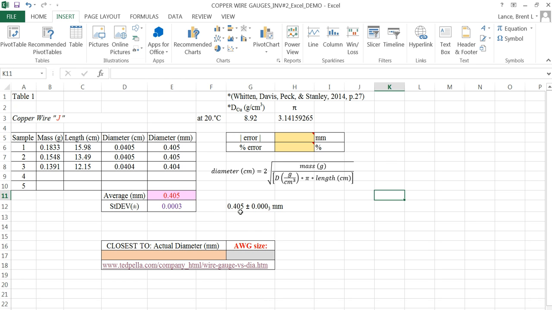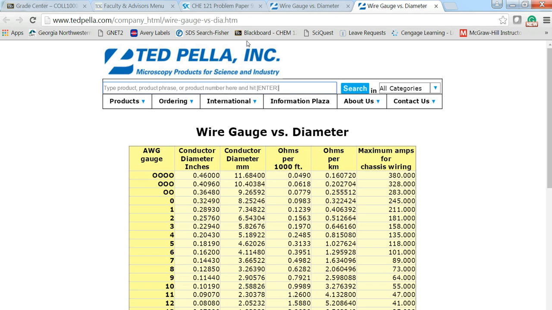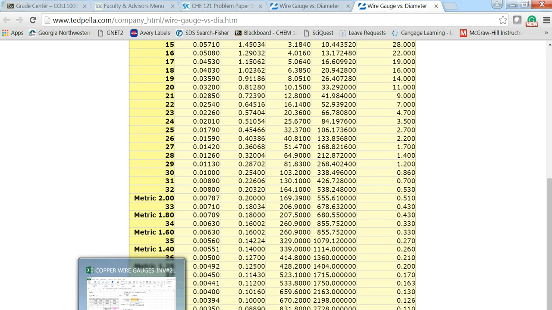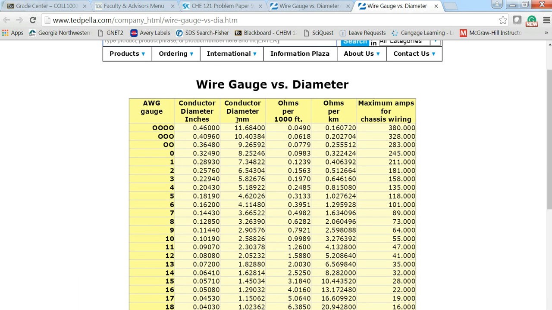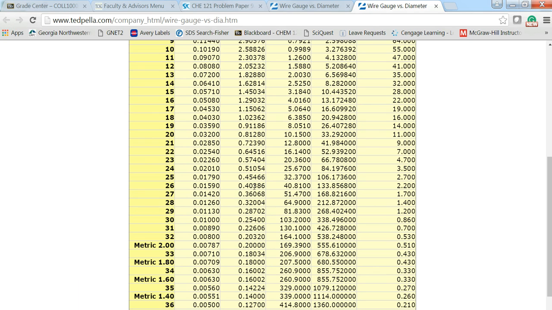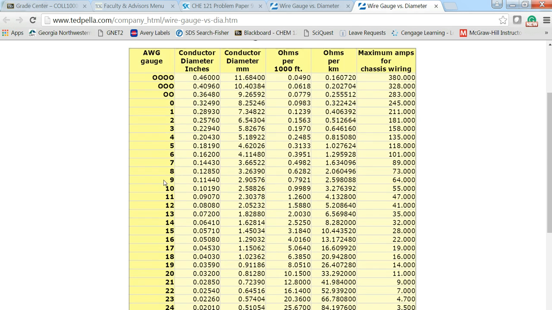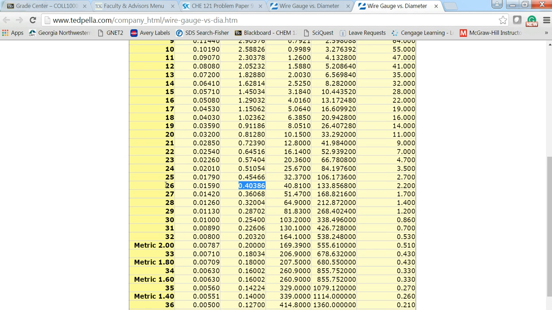But 0.405, that's your millimeter diameter. Okay? Now, you try to find out what this is closer to on the Ted Pella Incorporated website, which you have the link on your lab handout. So, closest diameter, and it was 0.405. I'm looking in the millimeters column here, conductor diameter in millimeters, and I saw 0.40386. So that's the closest value. Corresponds to AWG 26.